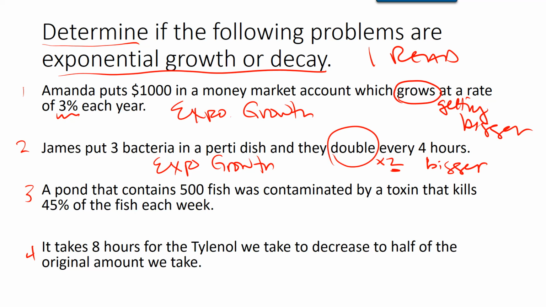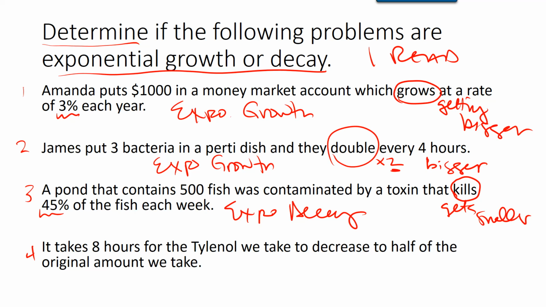Example 3. A pond that contains 500 fish was contaminated by a toxin that kills 45% of the fish each week. Alright, key word here, kills. If something is getting killed, it's dying off, it's getting smaller. So that population of 500 is getting smaller each week. Since it's getting smaller, this is exponential decay, because the population from what it started with is getting fewer, is going down every week. And again, this one with the percent, something that we'll see next week.